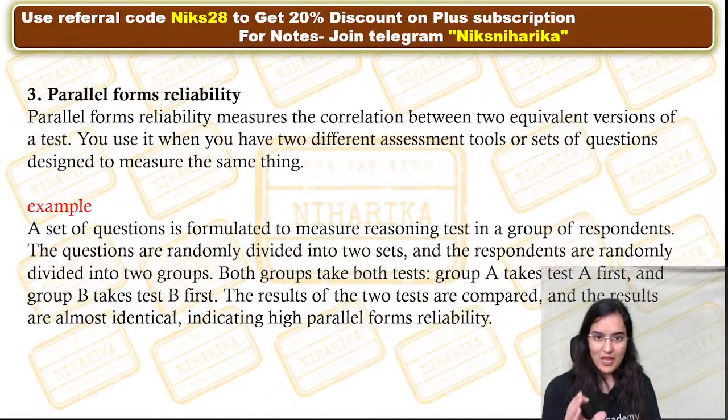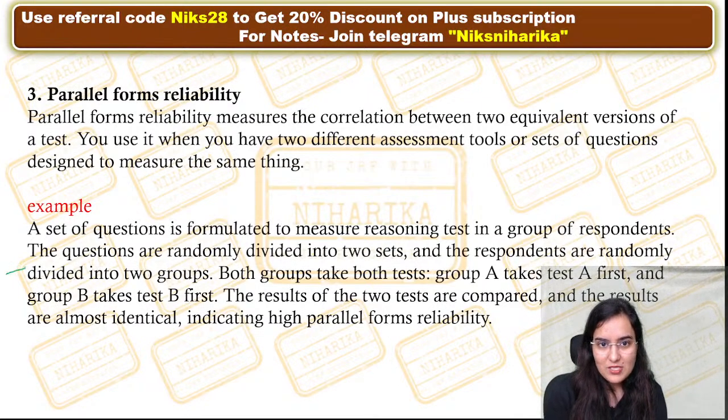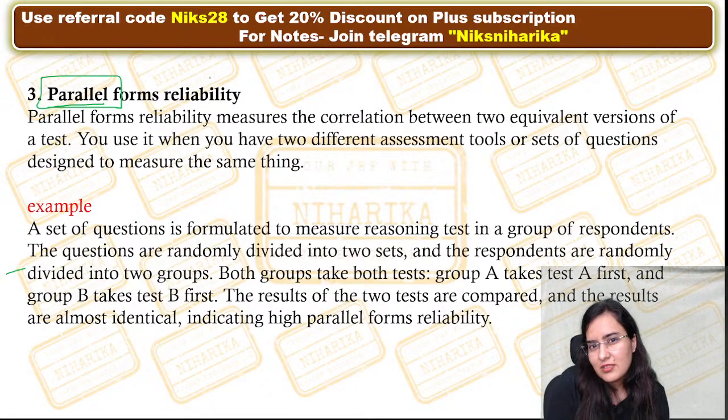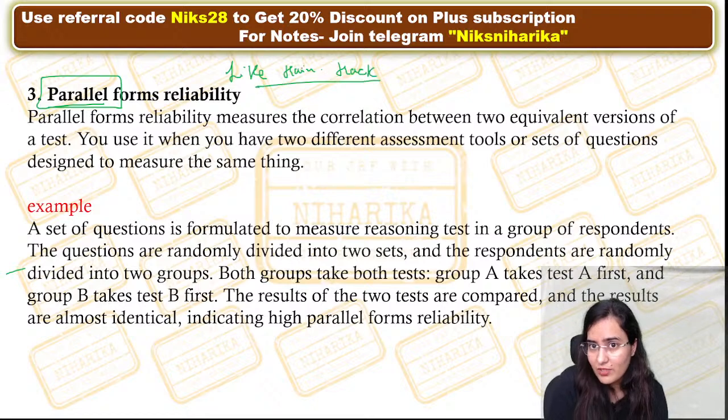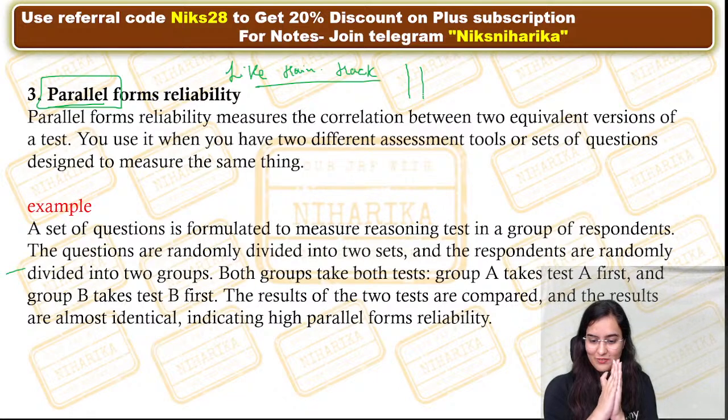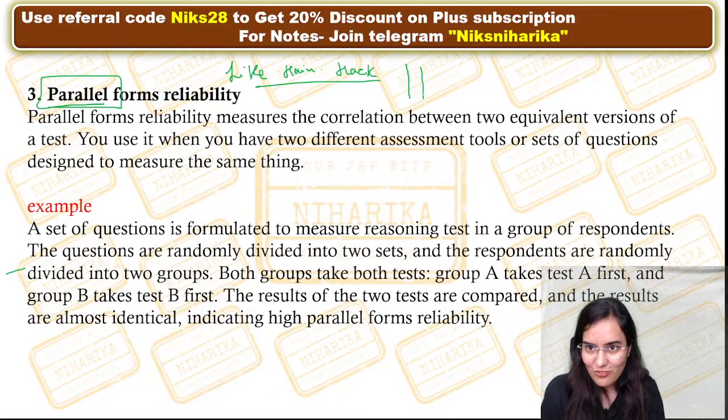Next one is what? Parallel forms reliability. Now, what is parallel forms? See, as the word suggests, parallel means like a train track. Train track is always parallel. That means it cannot come together, it cannot merge. Otherwise there will be, you can say, a disaster, obviously, right?